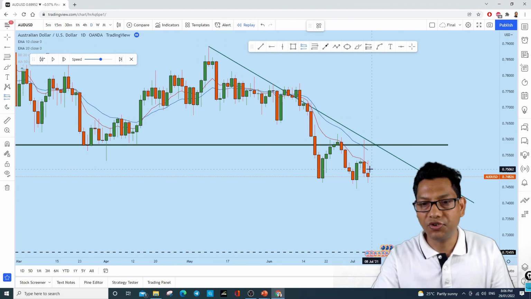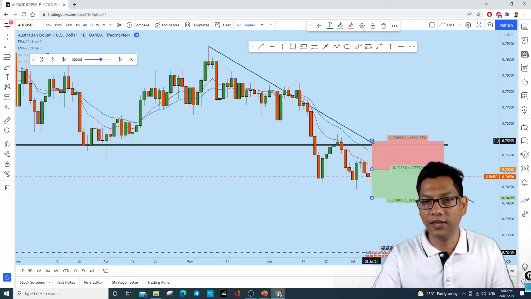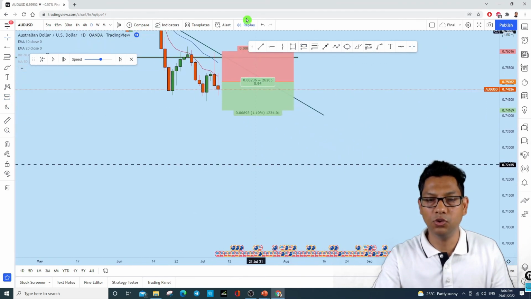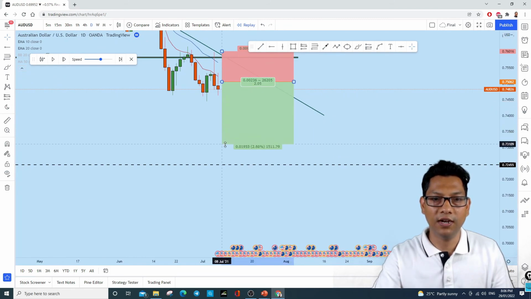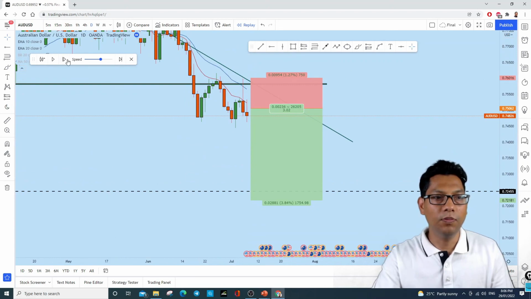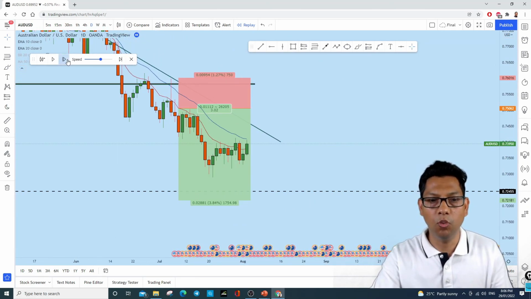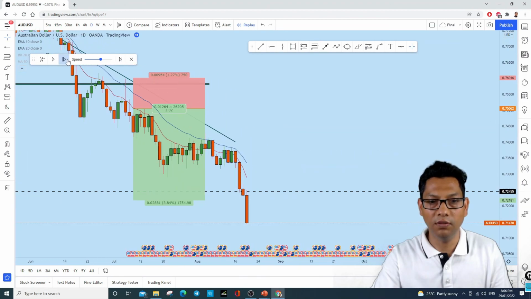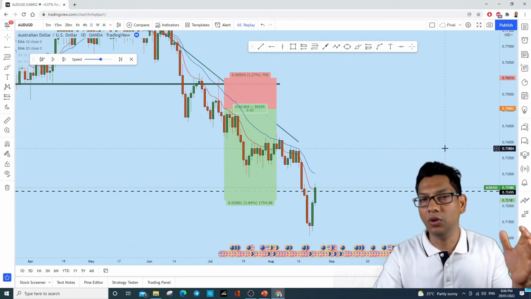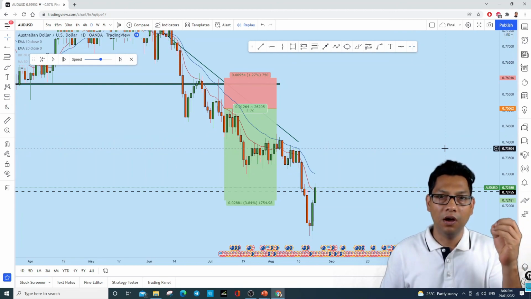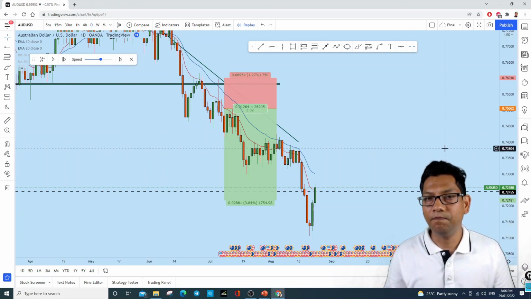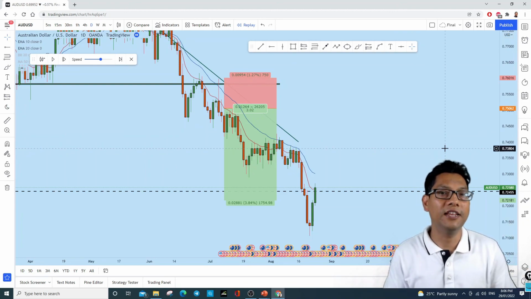Now if you enter from here as well, keeping your stop loss above this wick, let's say you want to trade 1 to 3, it would be a big trade, but without any question this trade will work out very, very well. So that's how you can find a perfect trade setup based on these criteria.